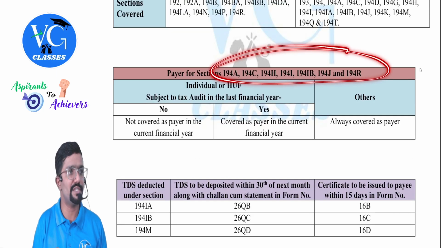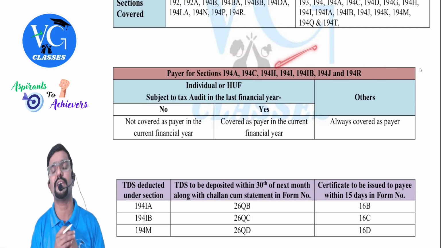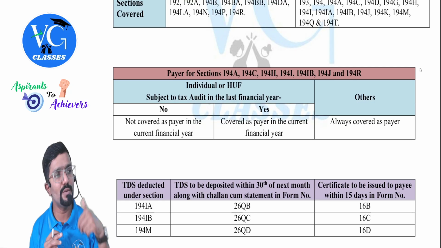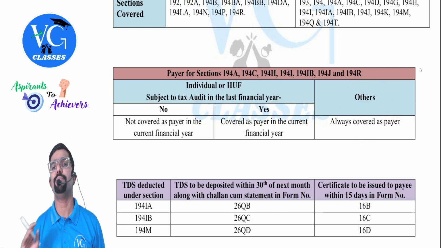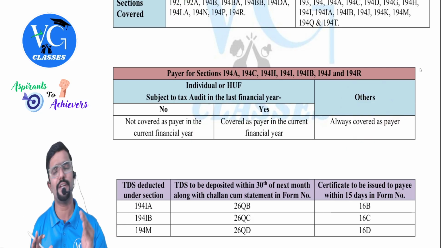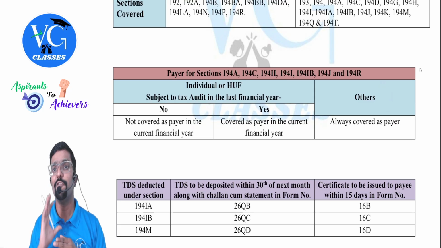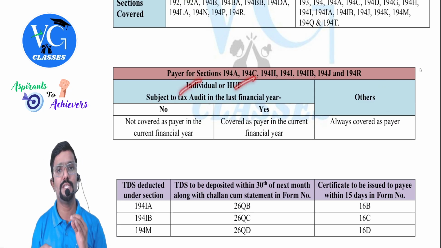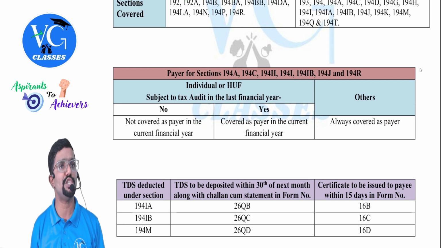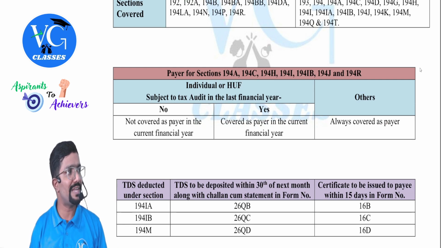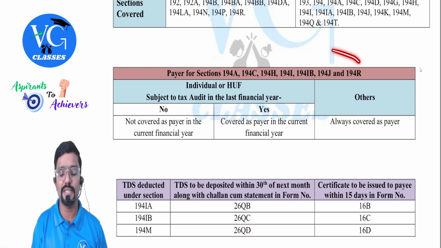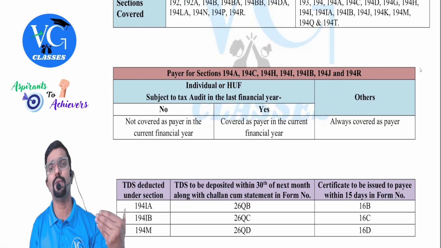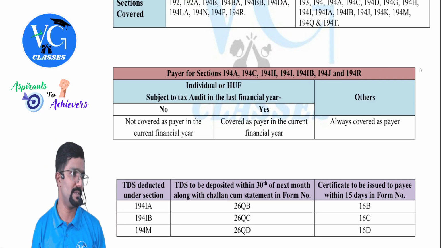This applies only for these sections, not for all sections. If the person paying the expenses is any other person, they are always covered as payer. We don't check whether they were subject to audit or not. If the payer is an individual or HUF, check whether they were subject to tax audit last year. If they were, are they covered as payer? Yes. In the current year, they are payer. For any payments they make under these sections above the threshold limit, they have to deduct TDS.